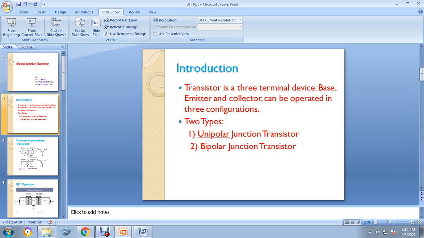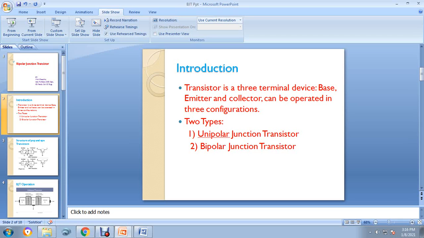In this BJT, the output is controlled by the input current. Therefore this BJT is also named a current controlled device. There are two types of BJTs, NPN as well as PNP.